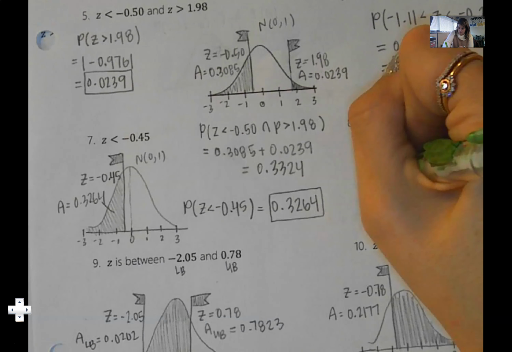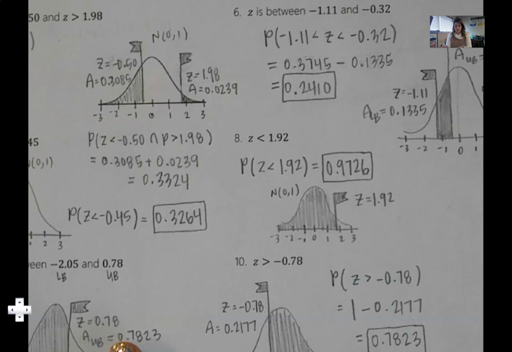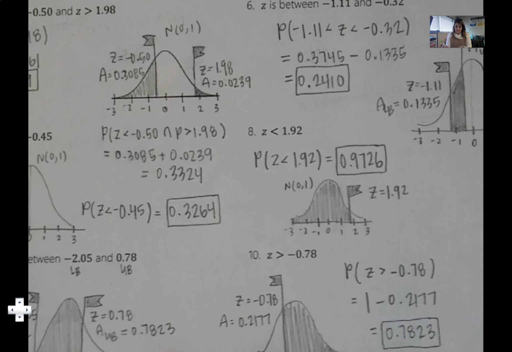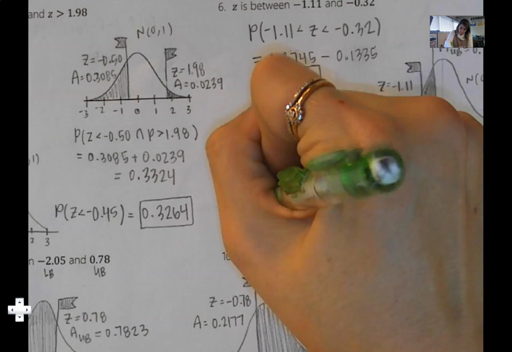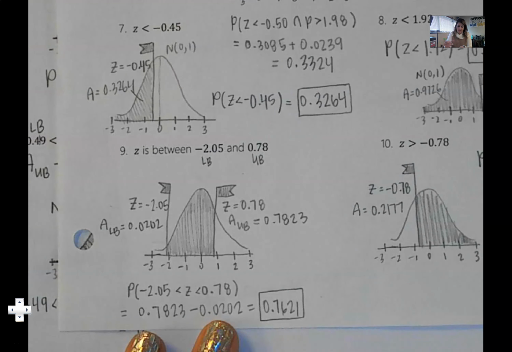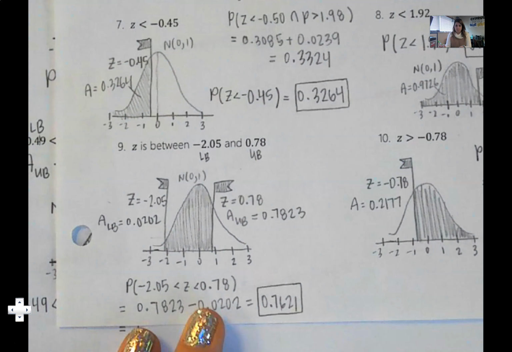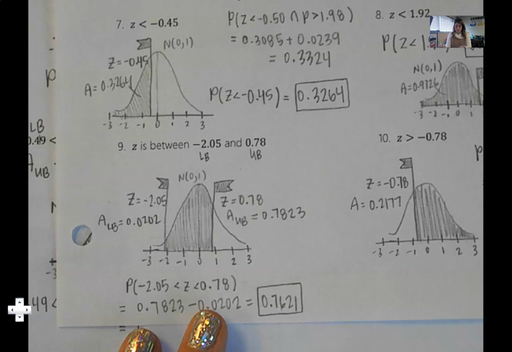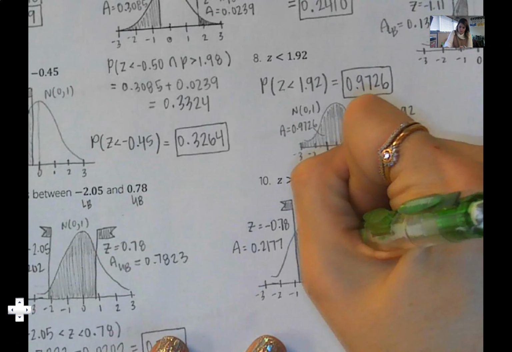8, how's the drawing your curves going? Because now you're in the portion where you draw your curves. 8 is 0.9726. 9 is 0.7621. 10 is 0.7823.